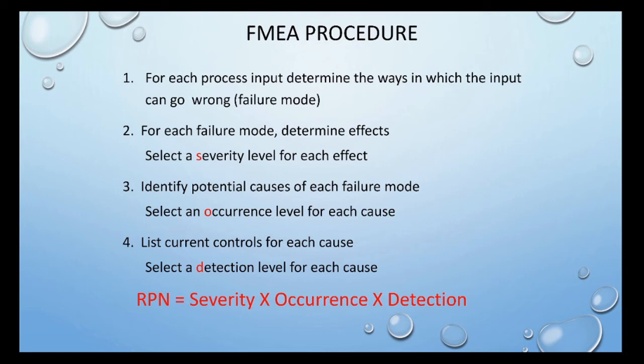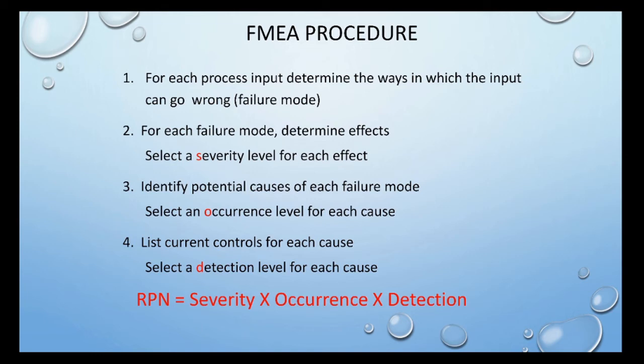The second step in the FMEA procedure is, for each failure mode, determine the effects. When you give an input, you determine what the failure mode may be. For each failure mode, you verify what the effect may be if it is carried out. So select a severity level for each effect. Not only determining it, you have to select the severity level, how far it can create a problem for that particular operation. And the third step is to identify the potential causes for each failure mode, which can be done by selecting the occurrence level of each cause.